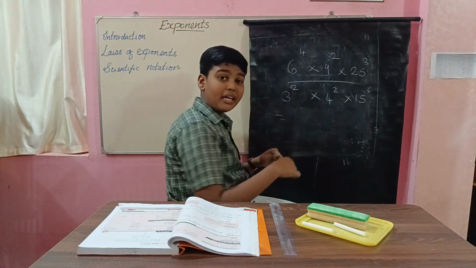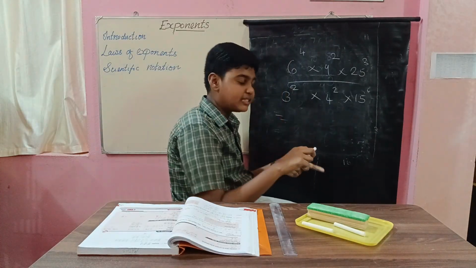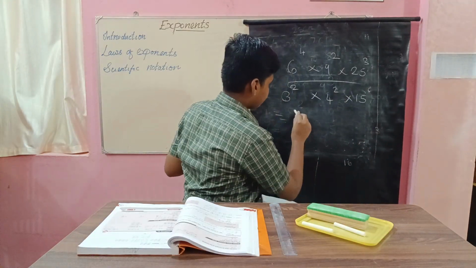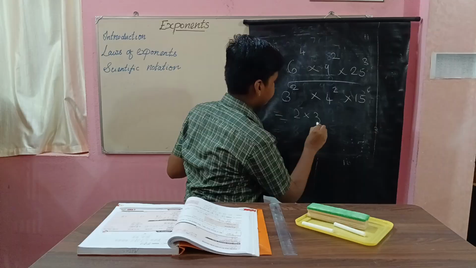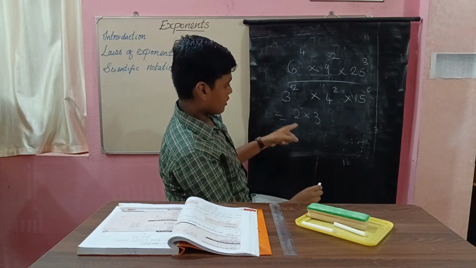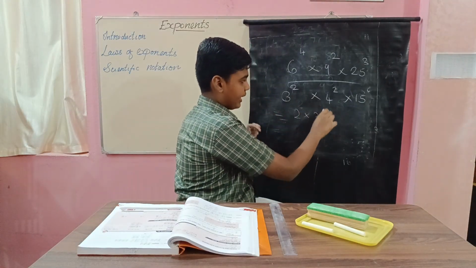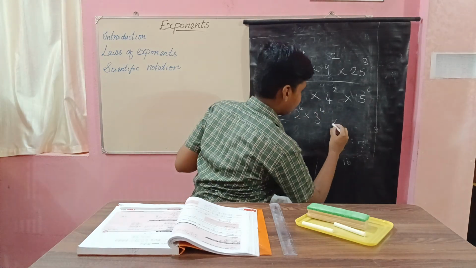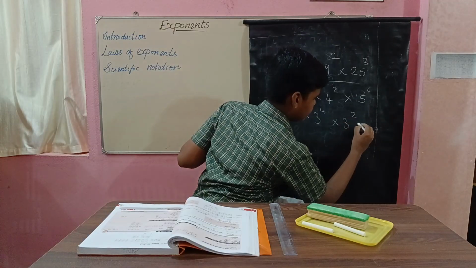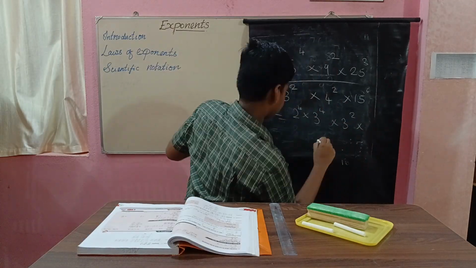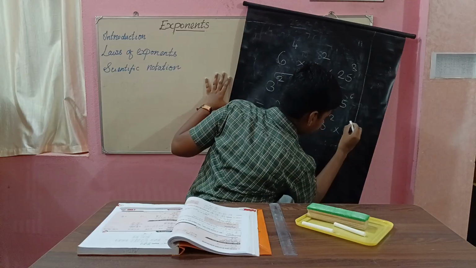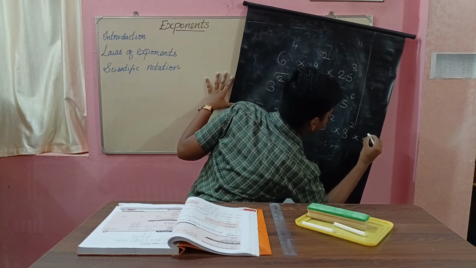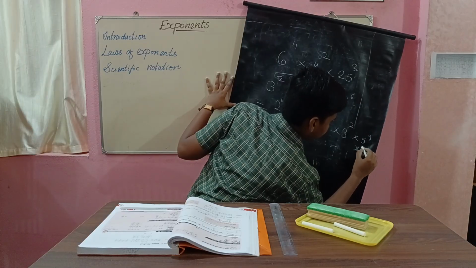Here, as a different base, what you need to do is split these numbers. Split it. Here, 2 into 3 to the power of 4. So here, as we will write, like bracket 4. So it means 2 to the power of 4 into 3 to the power of 4 into 3 to the power of 2 into 3 to the power of 2 into 5 to the power of 3 into 5 to the power of 3.